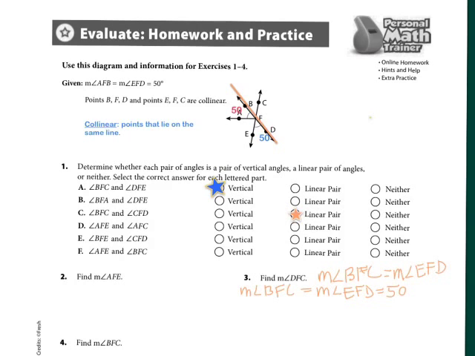Now, because BFC and CFD are supplementary, I can add them together and set them equal to 180. Next, I need to substitute the measurement of BFC, which is 50. Last, if I subtract 50 from both sides, then I will find out that the measurement of angle DFC is equal to 130.